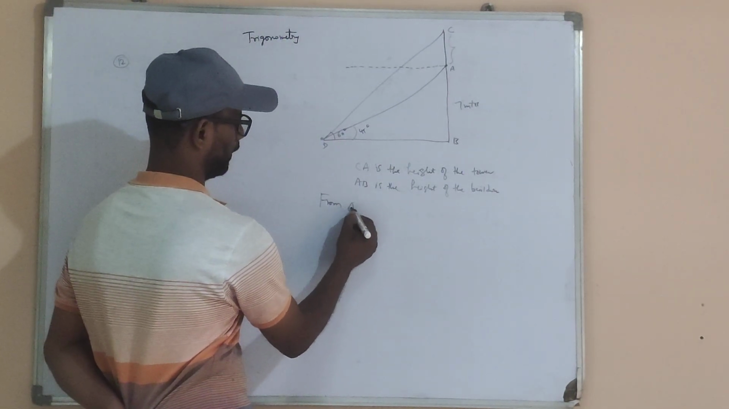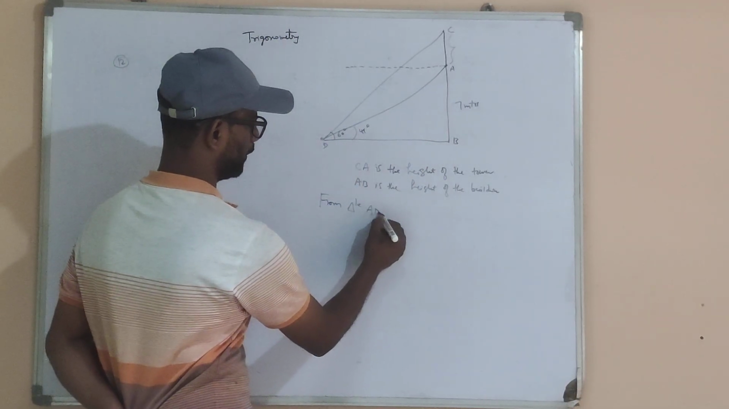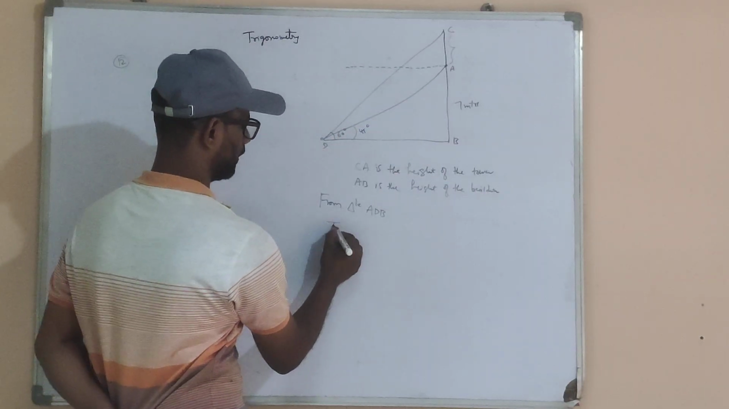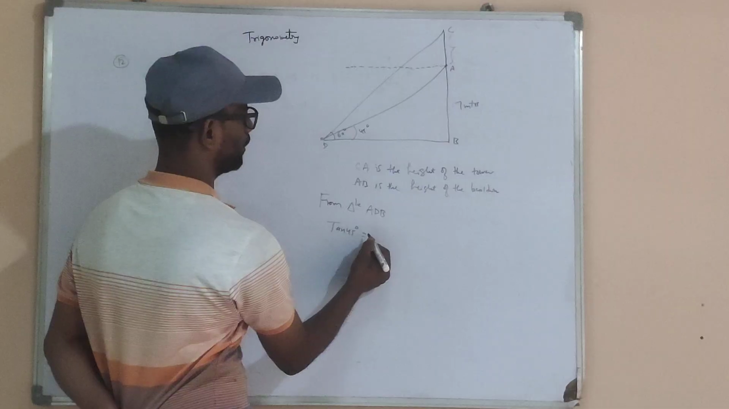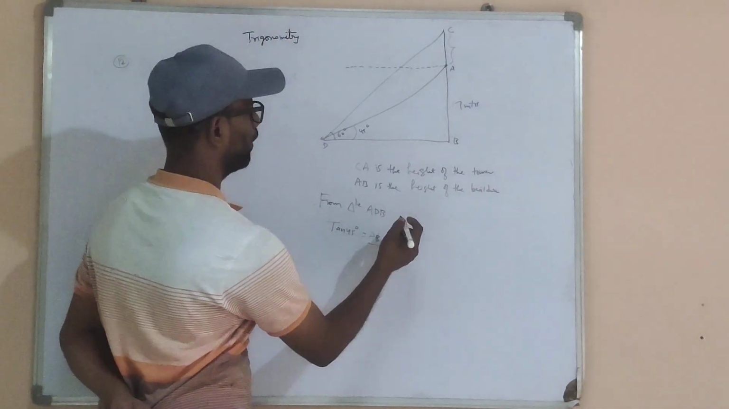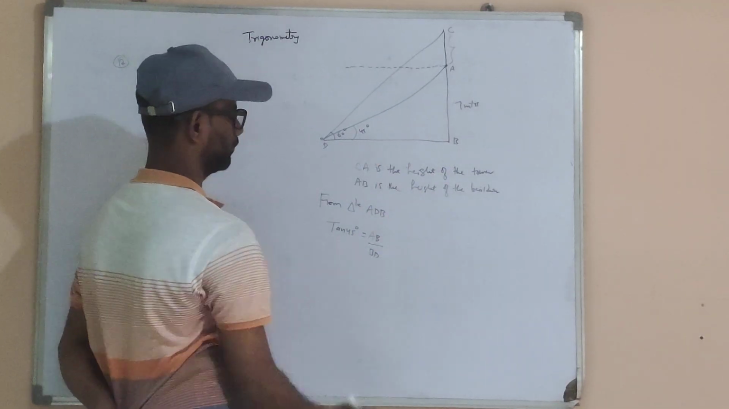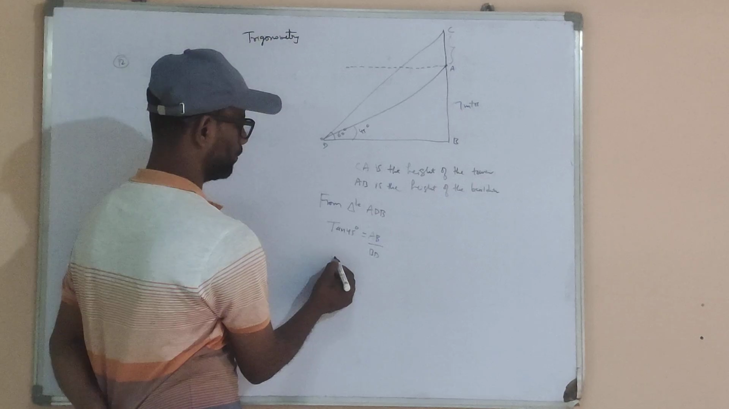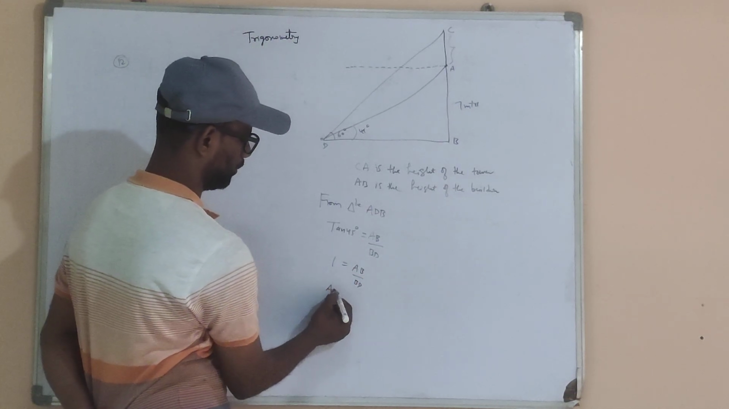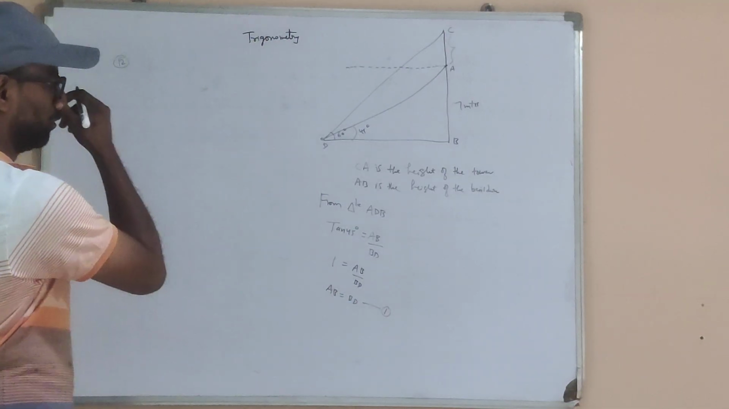From triangle ADB. Now what is the angle here? Angle ADB is 45 degrees. Tan 45 degrees is equal to opposite side over adjacent side. Opposite is AB and adjacent is BD. Tan 45 means 1 is equal to AB by BD. So AB is equal to BD. This is equation 1.